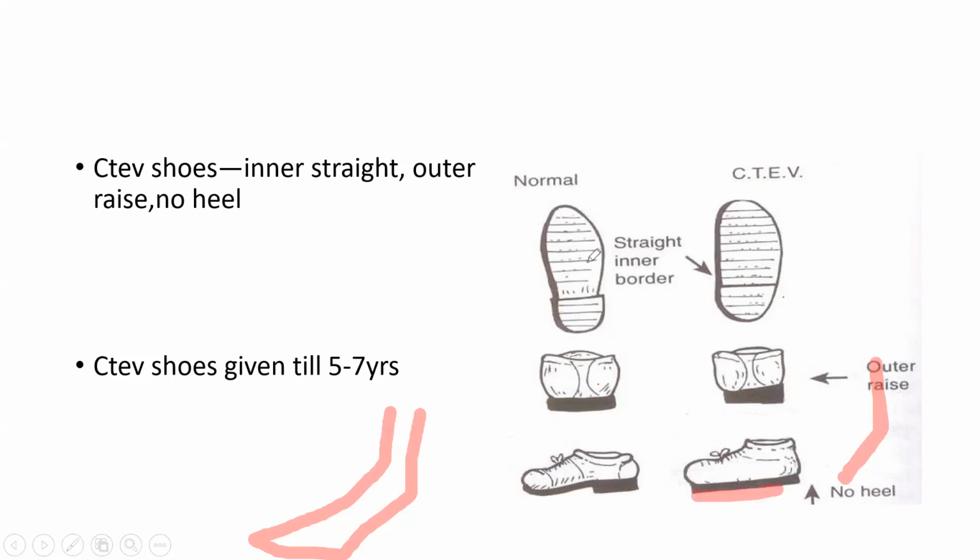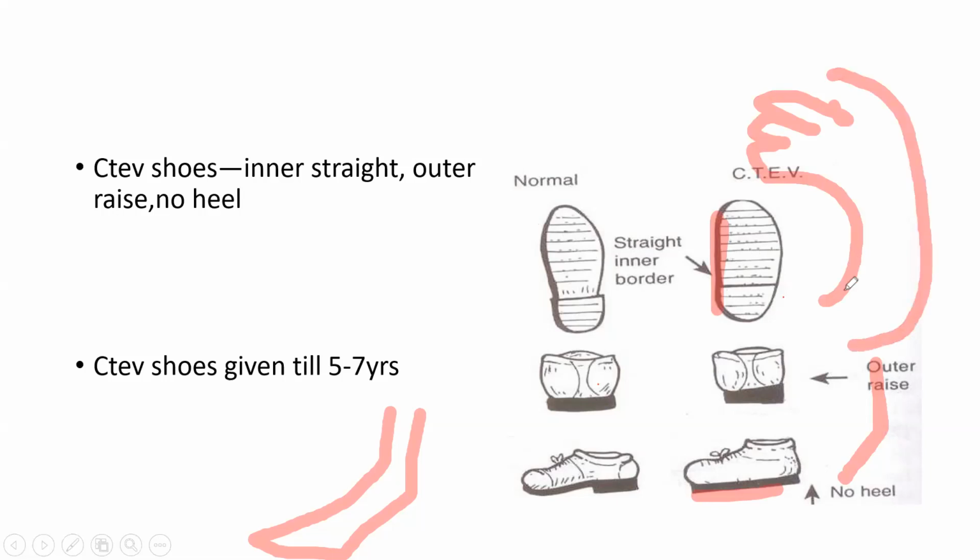Why should the inner border be straight? Because your foot is in inversion. Your foot is like this. So you try to give him inversion so that the inversion will be negated by this straight border.